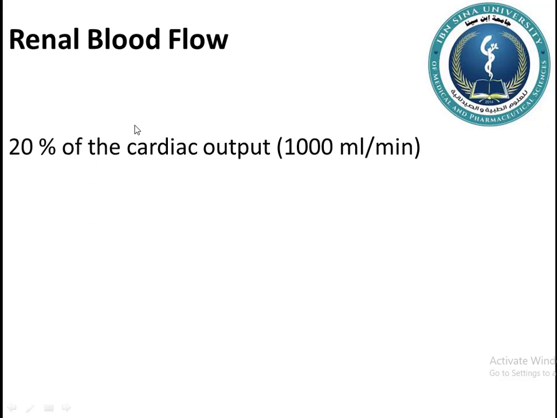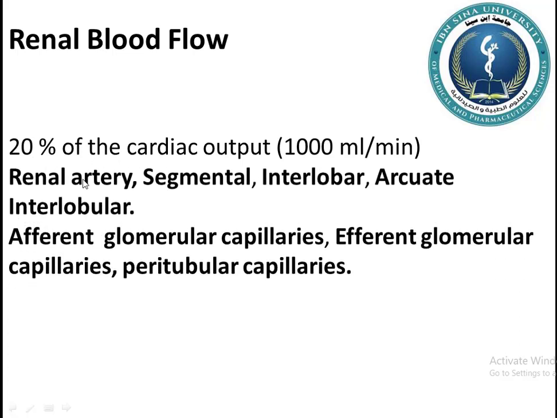Renal blood flow. As we know, the cardiac output is about 5 to 6 liters. Renal blood flow is about 20% of the cardiac output, so it is about 1 liter per minute. The renal artery is a branch of the abdominal aorta, enters the kidney through the hilum, and branches to the segmental, interlobar, arcuate, and interlobular arteries, then the afferent arteriole and glomerular capillary that enter the glomerulus, and exits the glomerulus through the efferent glomerular capillary. And there is the peritubular capillary, the capillary that surrounds the convoluted tubule.